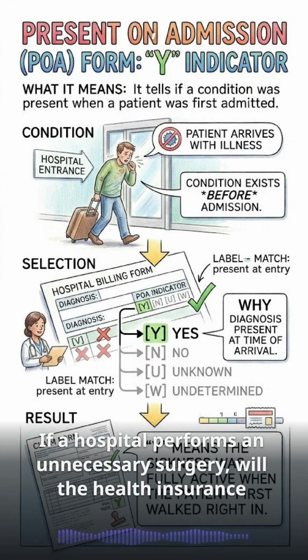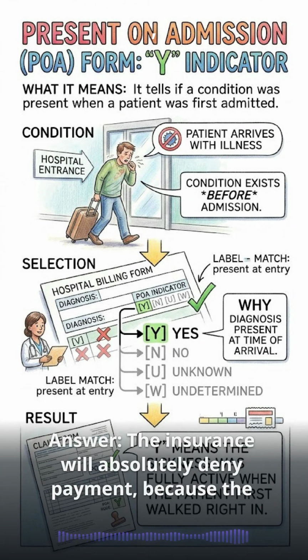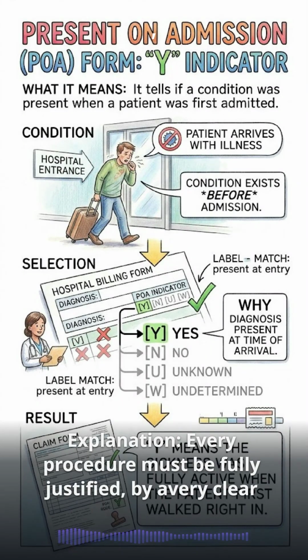56. If a hospital performs an unnecessary surgery, will the health insurance company pay them? The insurance will absolutely deny payment because the surgery lacked proper clear medical necessity. Every procedure must be fully justified by a very clear and valid diagnosis code.